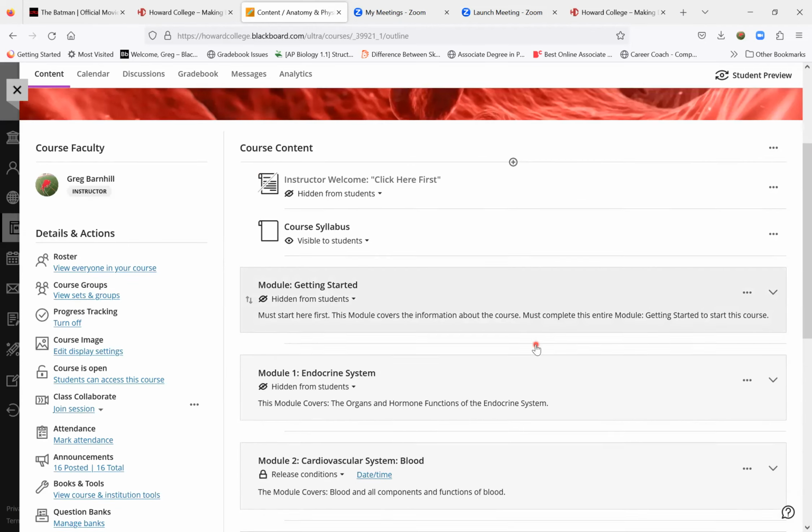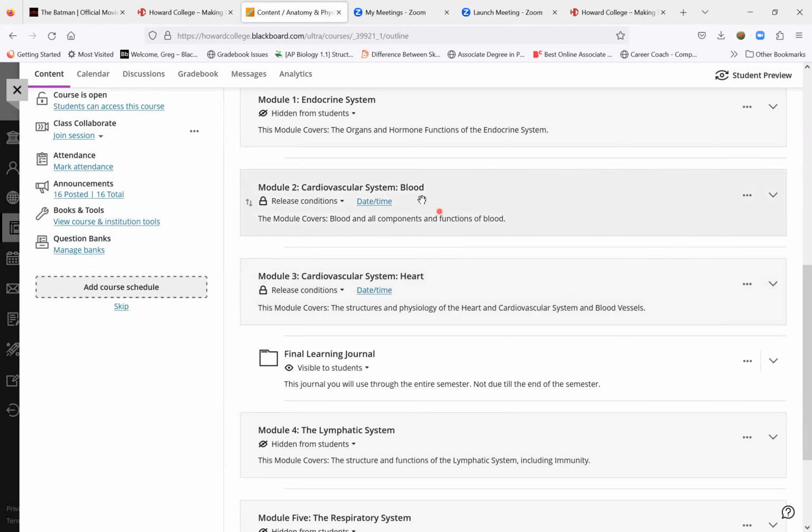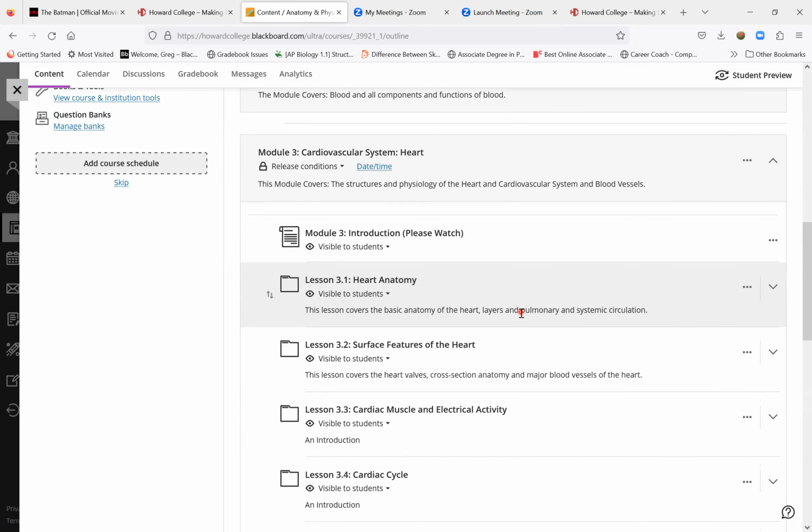Hello, everyone. So this is going to be the third module. Currently, this is the one that's open. This one will open soon. The cardiovascular system, the heart. Now, the heart is a big section.